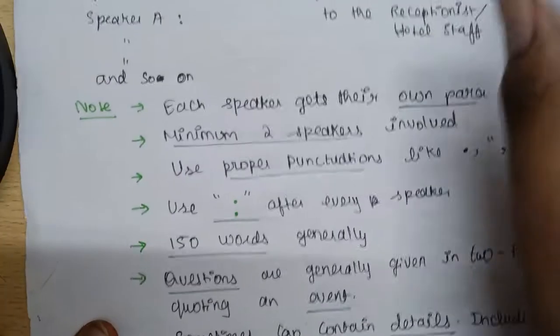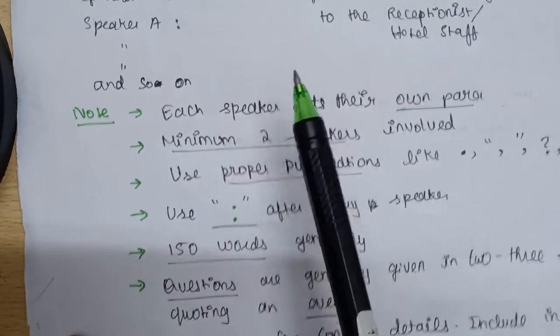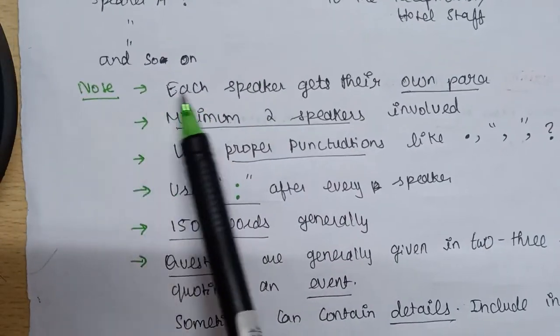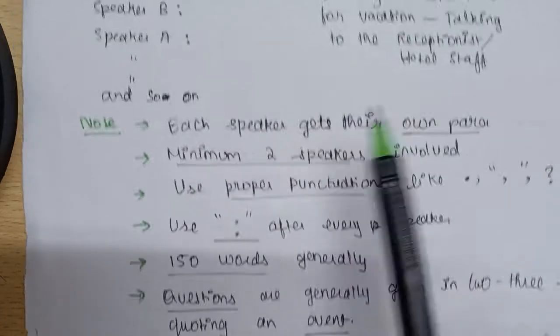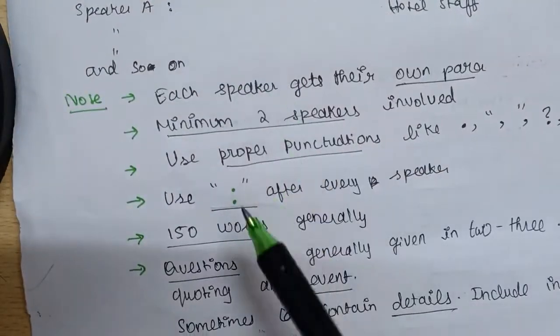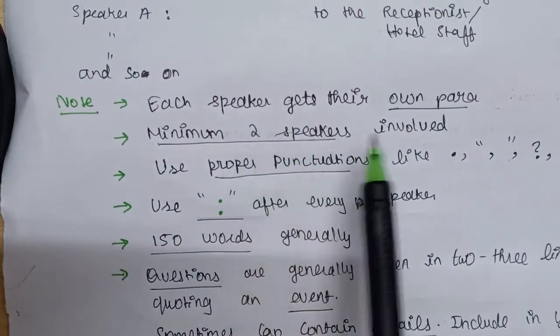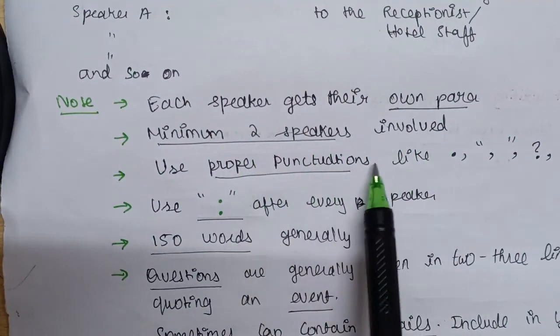The notes that you should be remembering are: each speaker gets their own para, like I told you. Minimum there should be at least two speakers involved, because a conversation can happen only between a minimum of two people. So you have to write at least two people, and use proper punctuation.